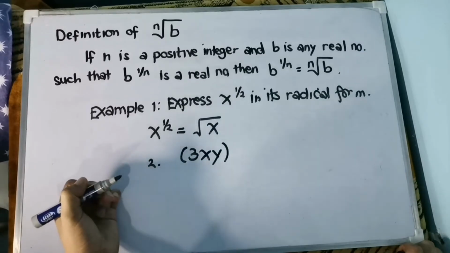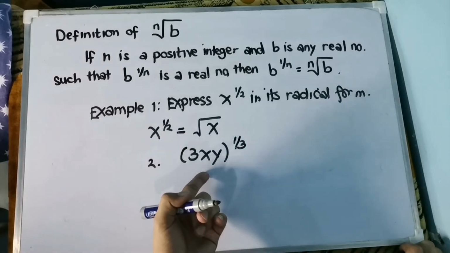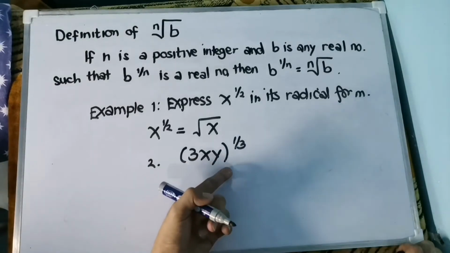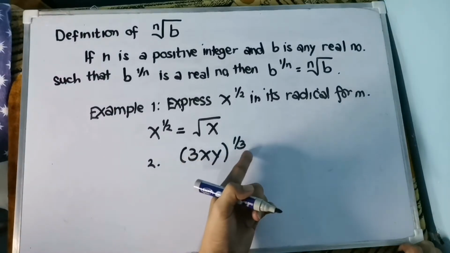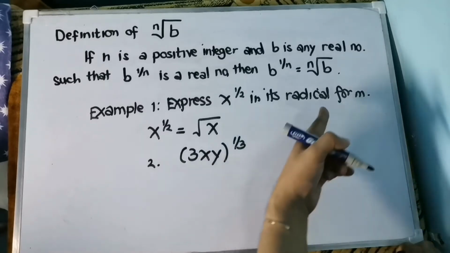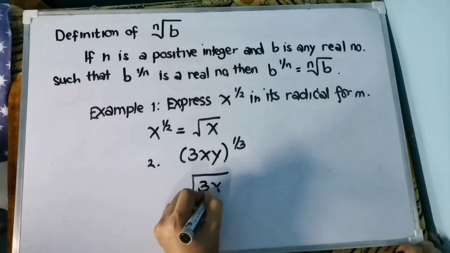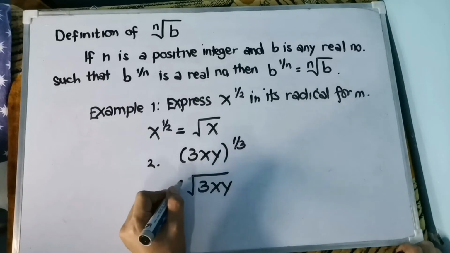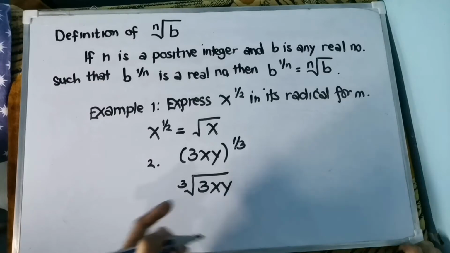Another example, the quantity 3xy raised to 1 third. We are going to express this expression in its radical form. So we have here our base 3xy. Using the power rule, we just distribute it as 3 raised to 1 third, x raised to 1 third, and y raised to 1 third. Since we are going to transform it into a radical form, nasa loob ng radical sign yung ating expression na 3xy. And then, since it is 1 third, our index will be 3. So, this can be read as the cube root of 3xy.